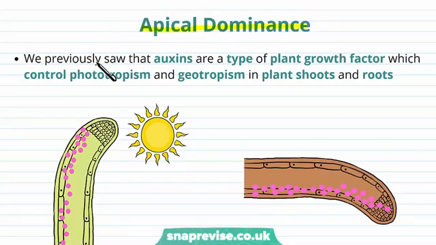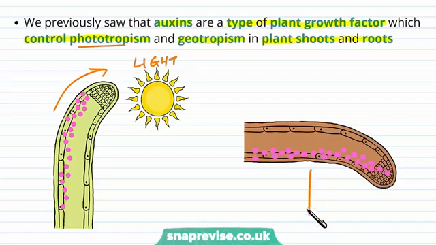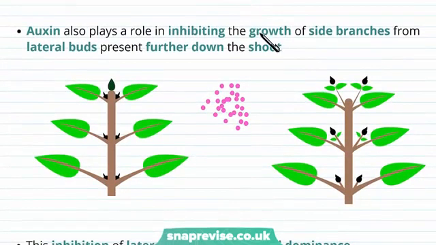So we previously saw in the last videos that a bunch of molecules known as auxins are a type of plant growth factor, and these control the processes of phototropism and geotropism in plant shoots and roots. So remember, phototropism is where we have a plant growing towards sunlight or a source of light, and geotropism is where plants grow towards gravity. So we saw how auxins control both of these processes. But auxin has other roles as well.